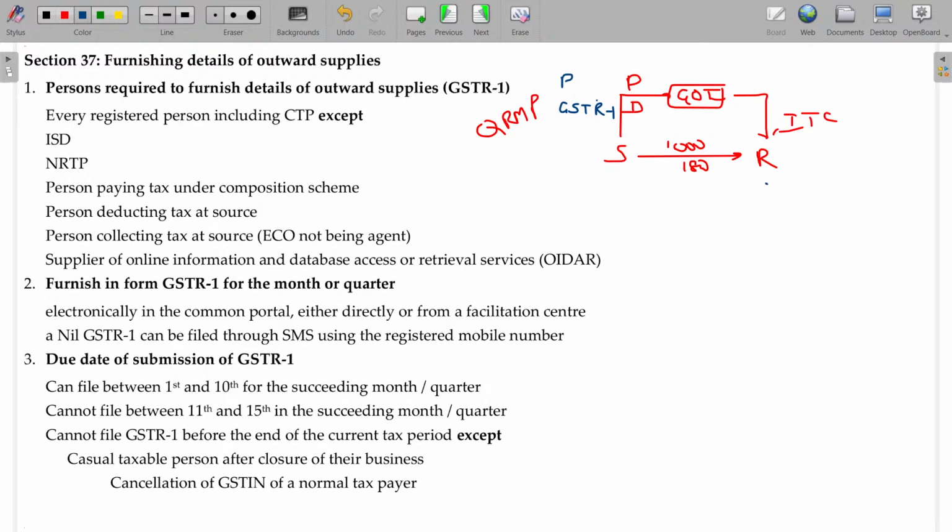So, he is not able to enjoy. So, as you fail to upload this one, I give you a simplified form. That's called IFF, invoice furnishing facility. What is that?